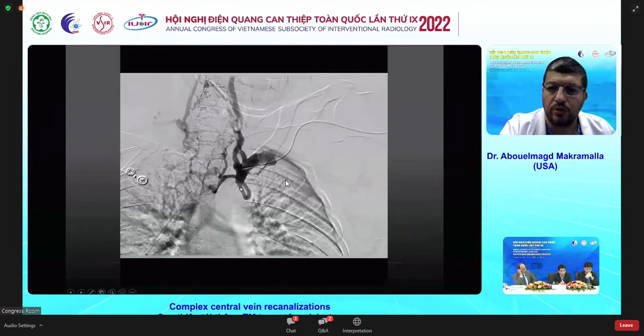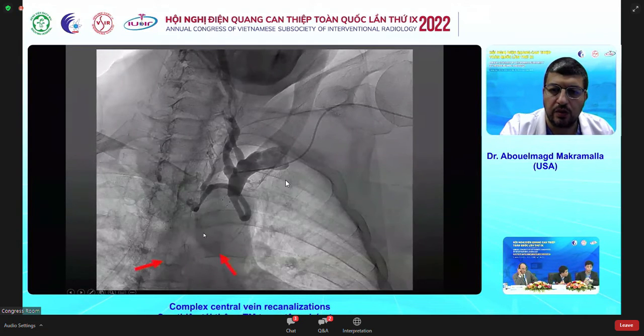you can visualize here that we are coming through the left upper extremity fistula, and there's still occlusion of the left brachiocephalic vein. There is a stent, as you can see here. This stent is actually very small, and it's not appropriate for the size of the brachiocephalic vein. The patient had severe swelling, and they want to maintain the access through the fistula.